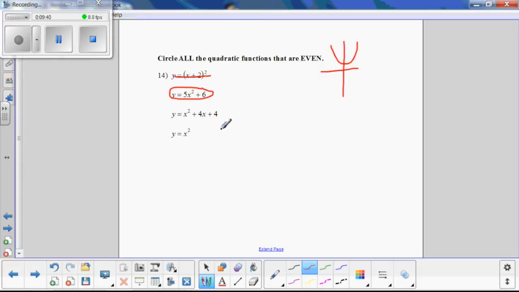You try these two. You should have found that this one is not even. It would be shifted, and this one is even because it is not shifted left or right.